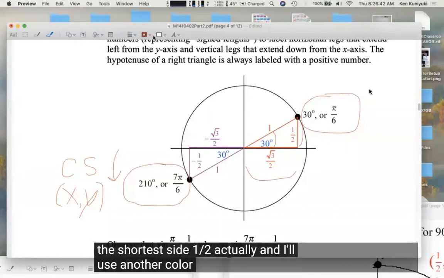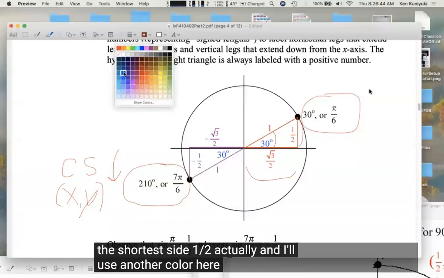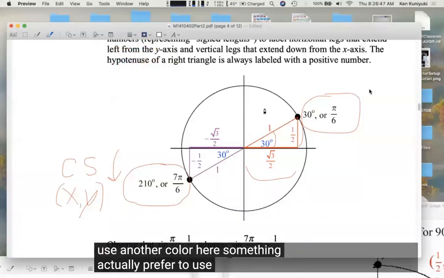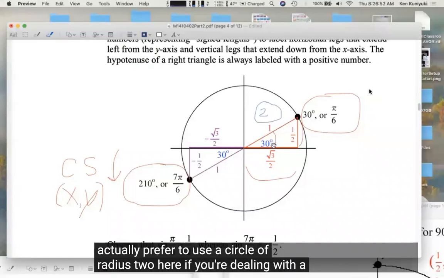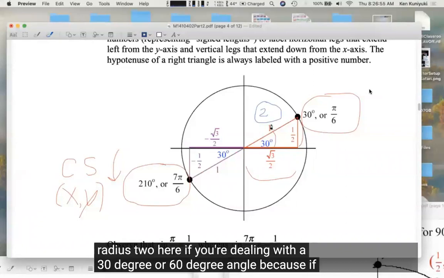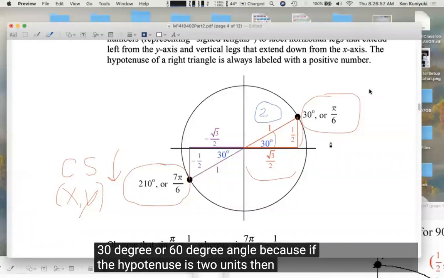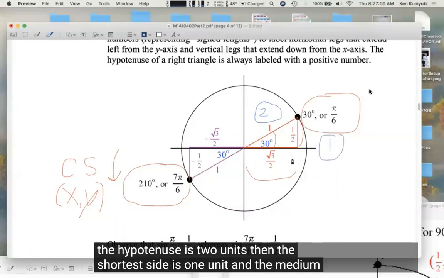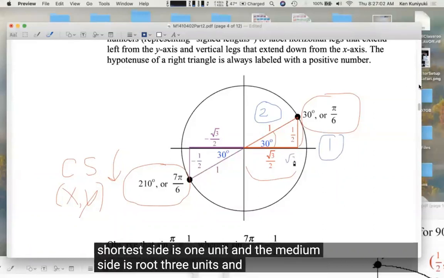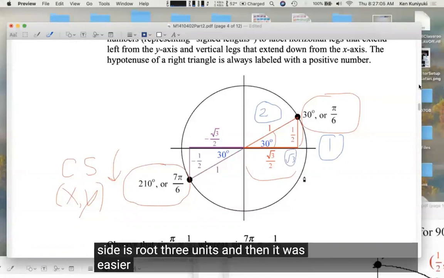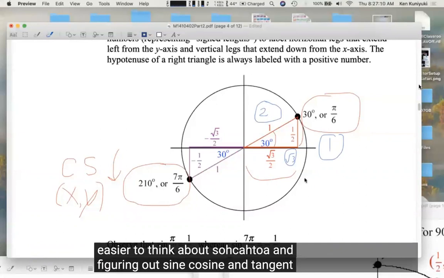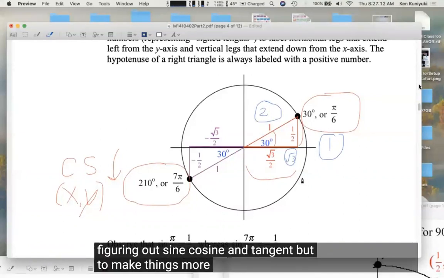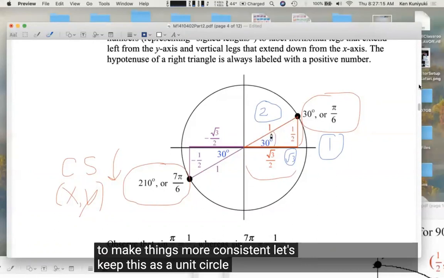Actually, and I'll use another color here, some people might actually prefer to use a circle of radius 2 here if you're dealing with a 30-degree or 60-degree angle. Because if the hypotenuse is 2 units, then the shortest side is 1 unit, and the medium side is root 3 units. And then it was easier to think about Sohcahtoa and figuring out sine, cosine, and tangent. But to make things more consistent, let's keep this as a unit circle, and I'll keep this hypotenuse as 1.